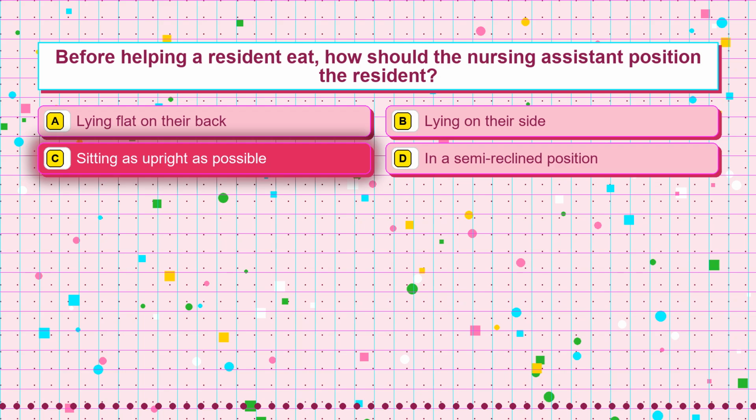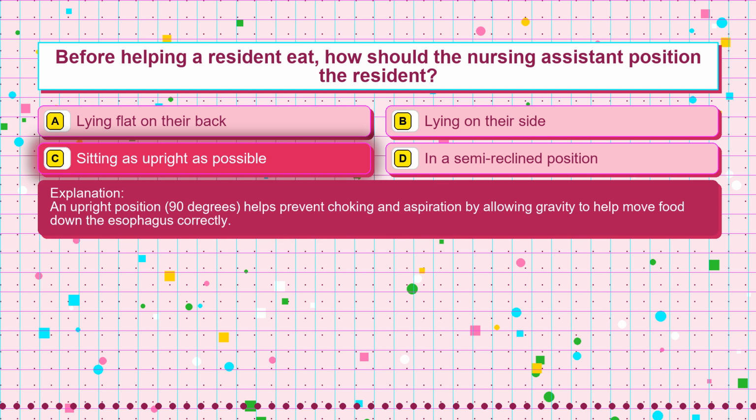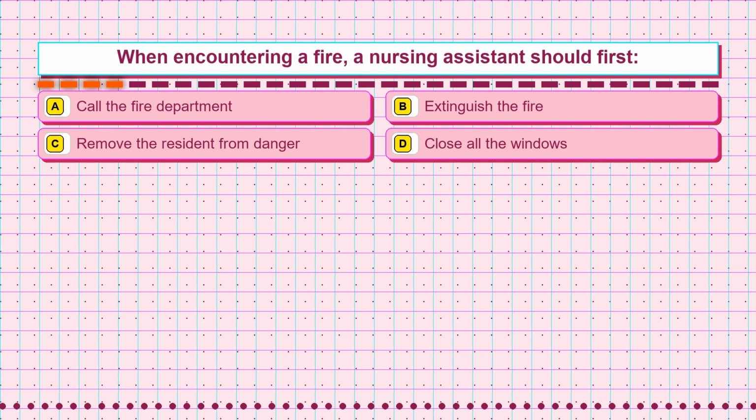The correct answer is option C. Sitting as upright as possible. An upright position, 90 degrees, helps prevent choking and aspiration by allowing gravity to help move food down the esophagus correctly. Question 47. When encountering a fire, a nursing assistant should first: Option A, call the fire department.